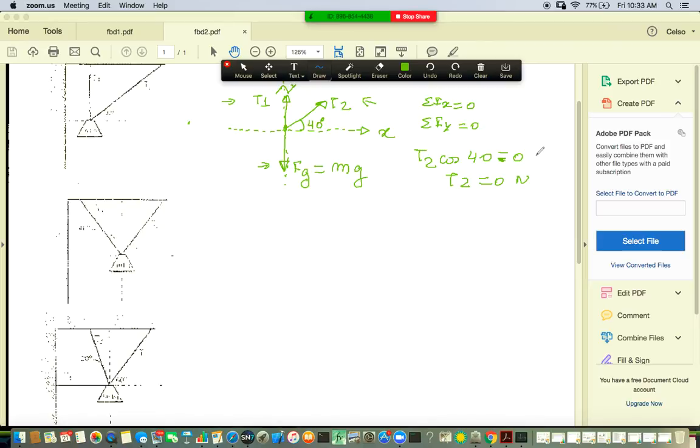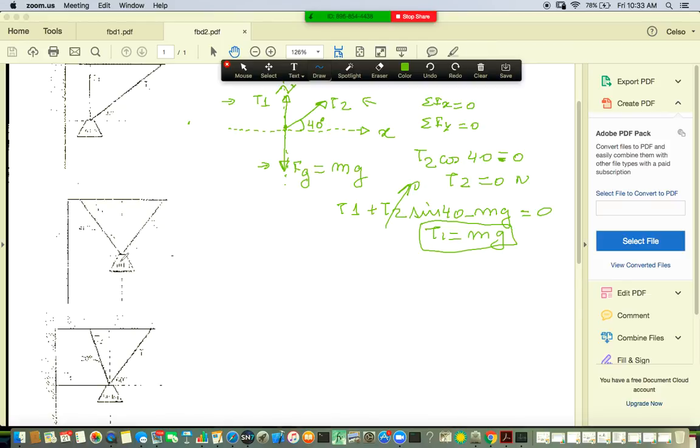Does that make sense? Yeah, so there will only be tension in y, correct. So when you do your sum of forces in y, T1 plus T2 sine of 40 minus the downward gravity is equal to 0. But T2 is 0, so T1 is equal to mg. Okay?